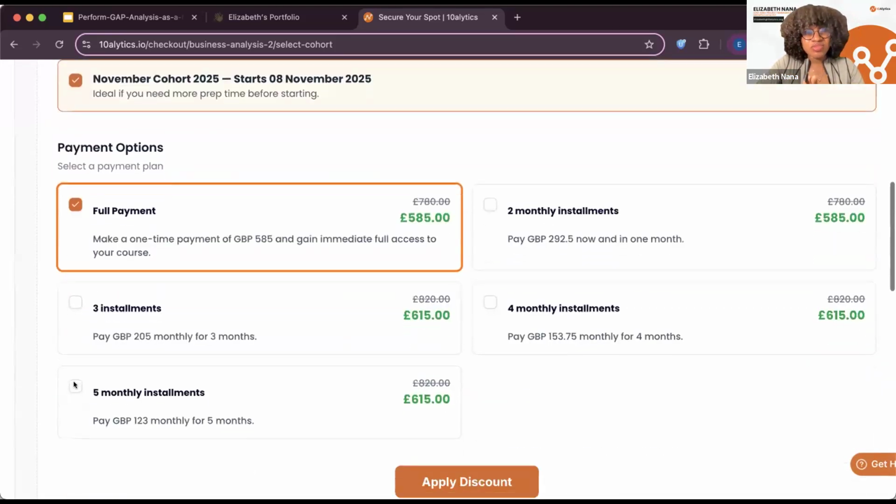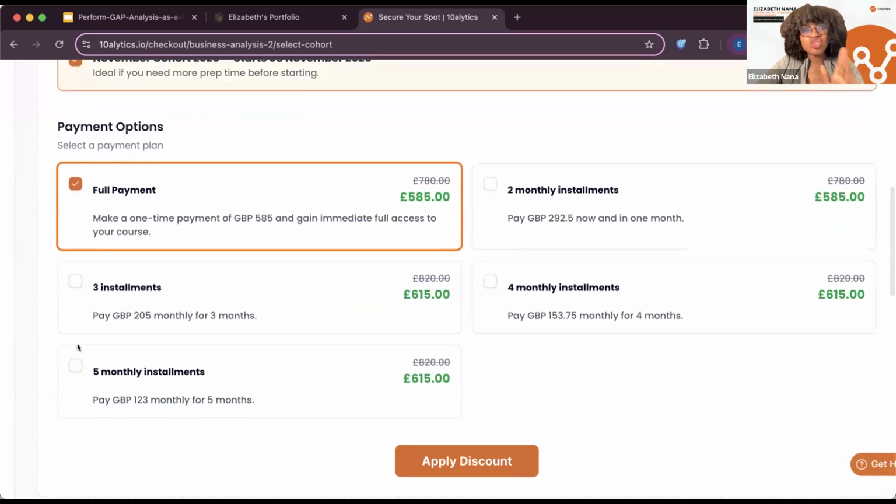Now you have the flexible payment options. So we have a geolocation tag on this website, meaning wherever in the world you're joining us from, once you click on this link, you see it in your local currency. So if you're in the UK, you see the pricing in pounds, just like this. If you're in the US, you see it in US dollars. If you're in Canada, you see it in Canadian dollars. If you're in Nigeria, you see it in Naira. So you don't have to worry about converting your money.